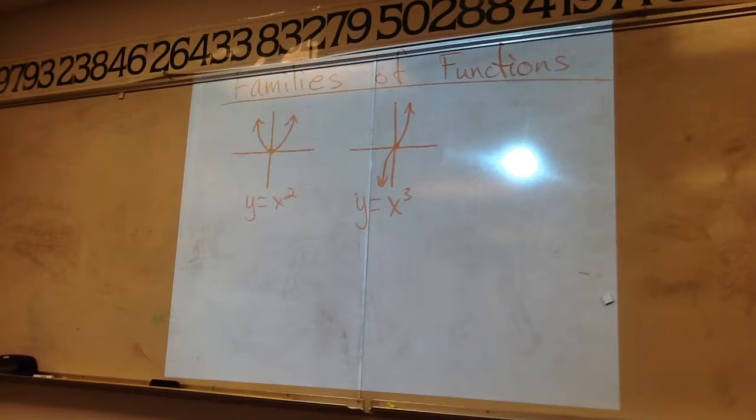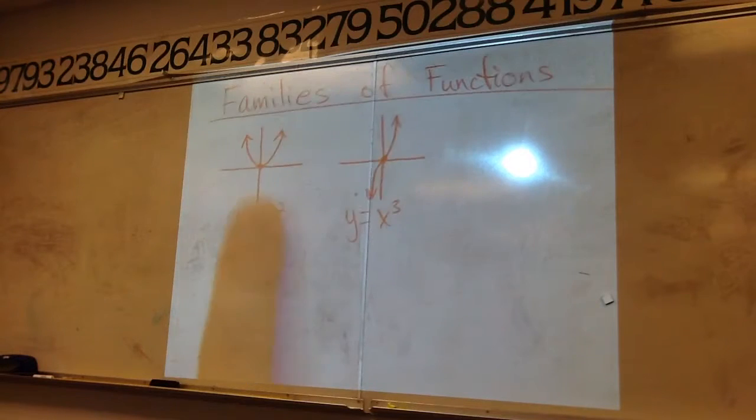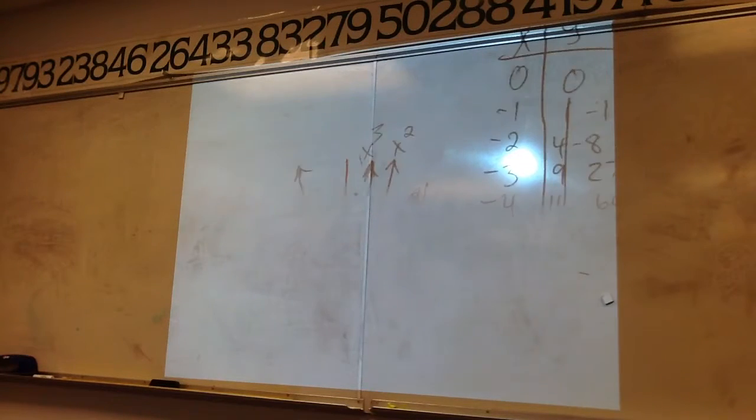Hey, you remember this one? This will be coming in the future, but might as well just introduce it right now. If I did x to the 4th, what do you think it would look like? Wouldn't it be like the same thing but steeper? Like this way, skinnier.